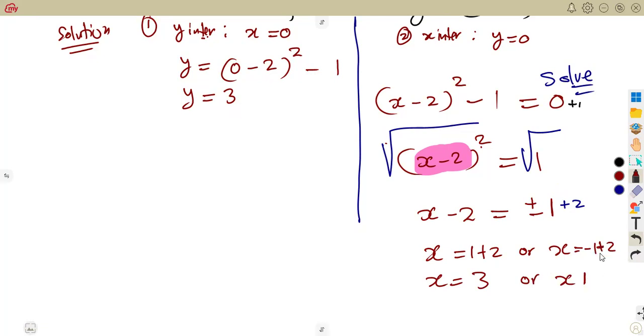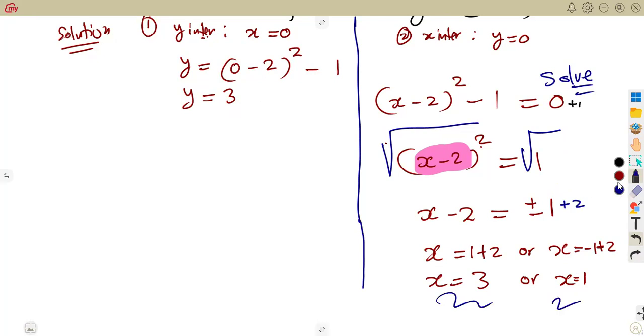Minus 1 plus 2, that's a positive 1. If we are to subtract 2 minus 1, guys, that's the 1. All right. So that is you're having the x-intercepts. These are the x values when y is equal to 0.